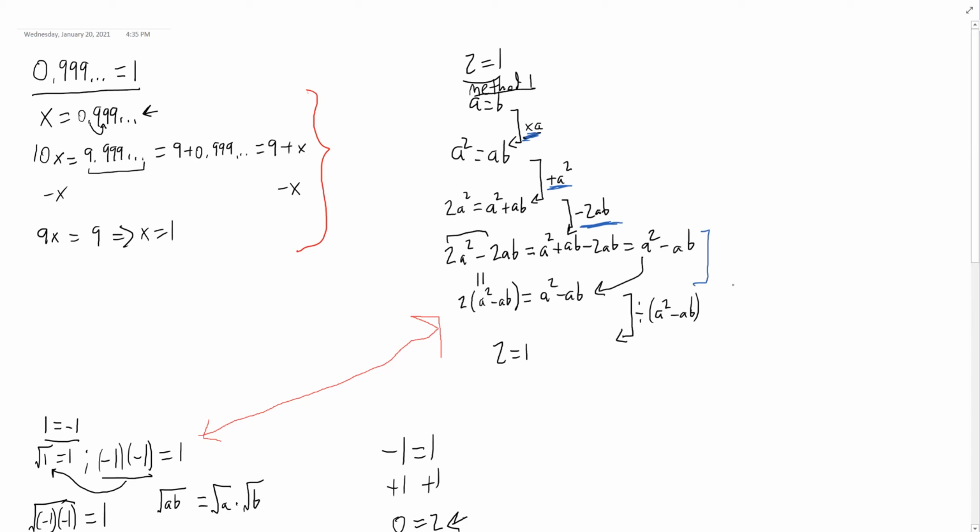This whole thing, that was just a tiny bit of simplification. I can do that because I just factored. And I can factor out a common factor of 2, which leaves this step. Something went wrong here. Why did my division go wrong? Let's look at it. What is a squared minus ab?